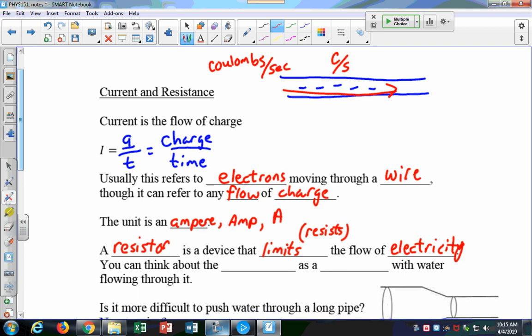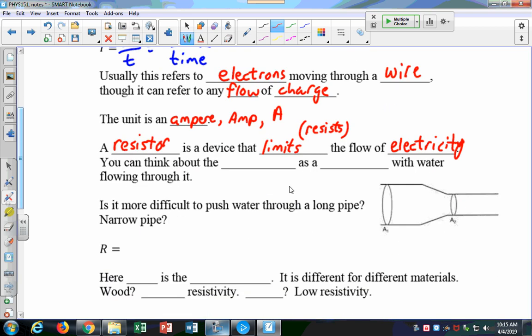And you can think about a resistor like a pipe with water flowing through it. In fact, it's a pretty good analogy when we're talking about circuits to think of circuits as a system of pipes and pumps that pump water through those pipes. And when you have constrictions in the pipe, smaller areas, that's like a resistor. It causes tension and resists the flow of the fluid through that system.